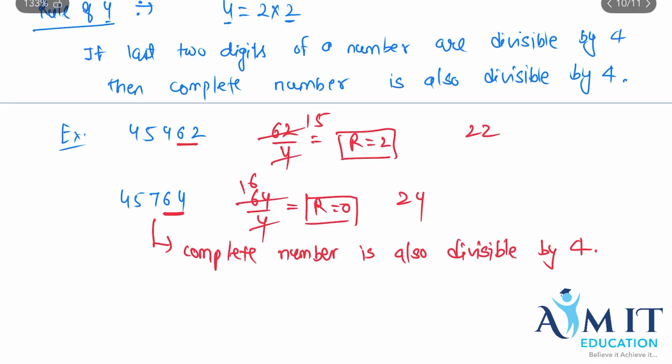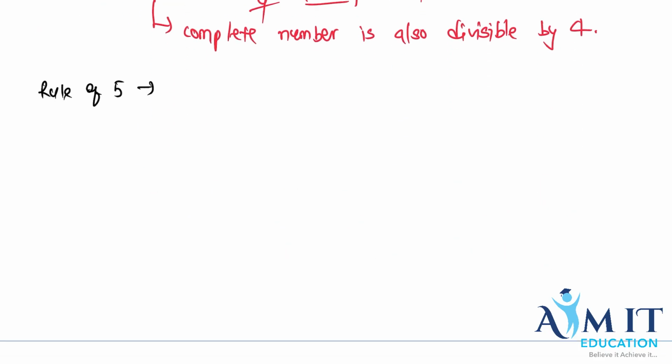Then we have the rule of 5. It is also easy because if we know the table of 5: 5, 10, 15, 20, 25. You know there are only two numbers for the ones place: 5, 0, 5, 0. So it is quite easy. If a number is ending with 0 or 5, then the complete number is divisible by 5.